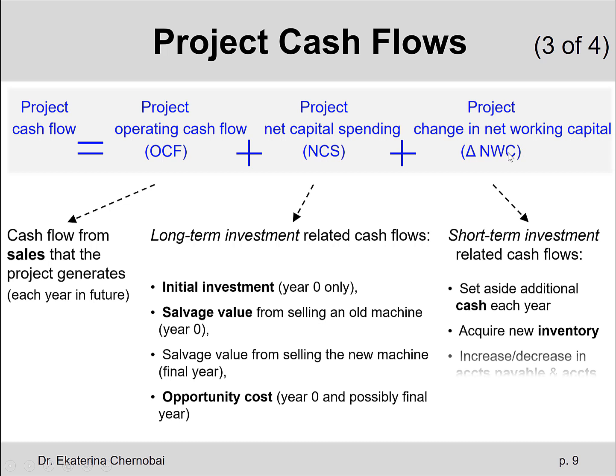And then the third: there might be other relevant cash flows which belong neither in the operating cash flow category, which has to do with how we identify how much profit we made for each year, nor in the net capital spending category, which has to do with buying something bulky, large, big, expensive, like a building or equipment.